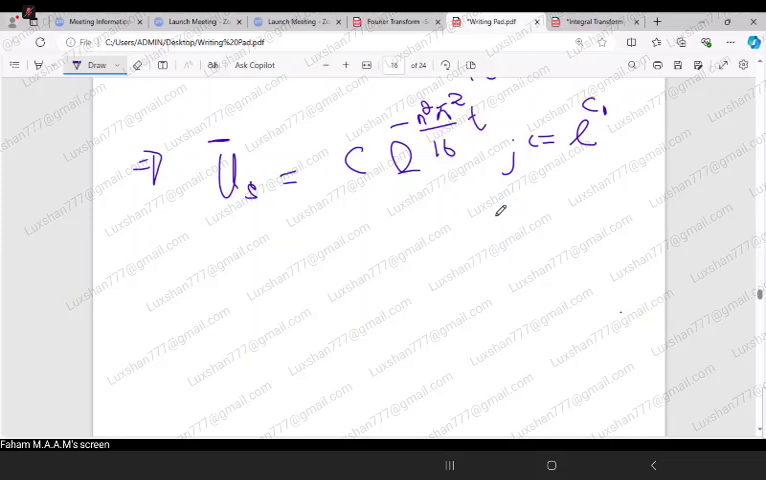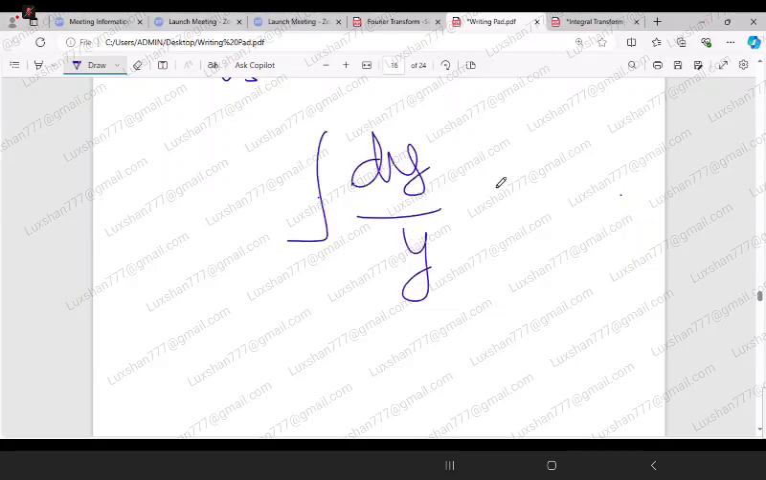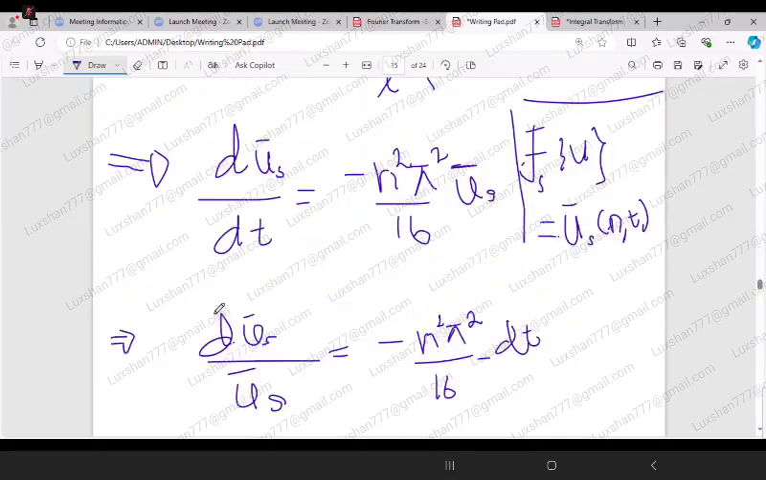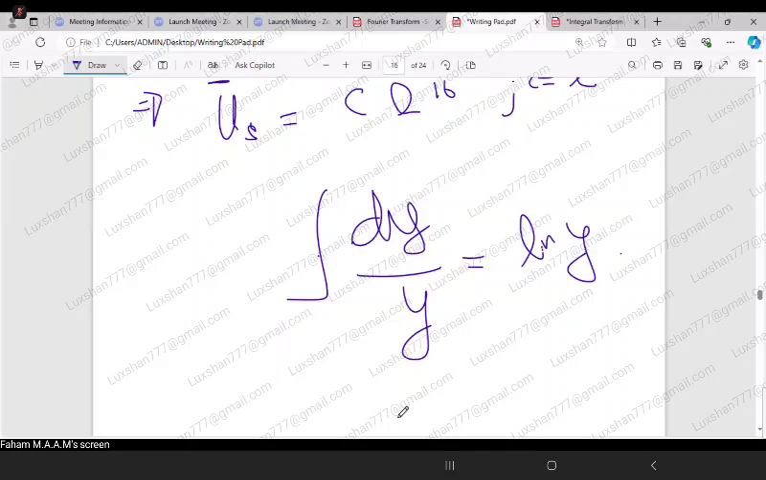ln u bar, this is now, what is the integration of this one? I'm integrating dy over y, what is it? This is equal to ln y. Dy over y, ln y. I am integrating both sides. Solving differential equation, variable separable form. Is that okay now?